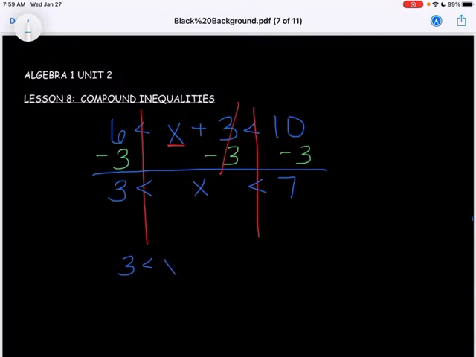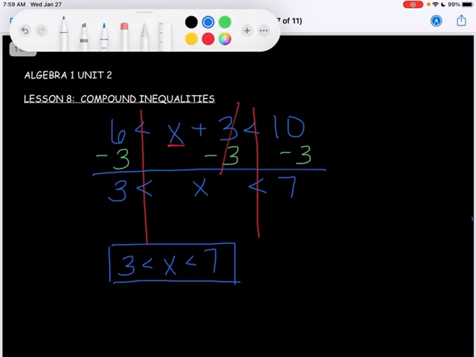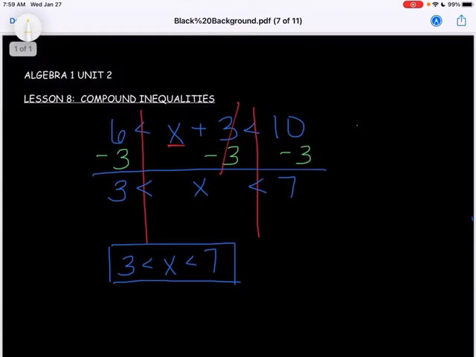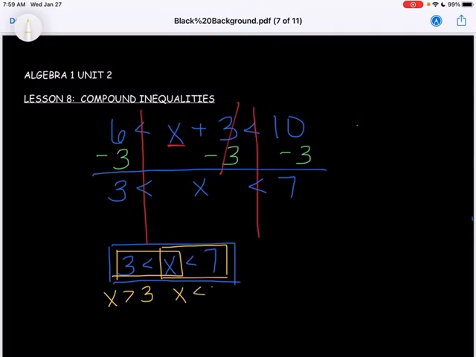This is our answer in inequality notation. It says that x needs to be greater than 3, and it also needs to be less than 7. I like to rewrite it so that x is out front, so I could rewrite this portion of it as x is greater than 3. If you notice, I put the x first, but the mouth is still open towards the x. And then this portion is still just x is less than 7.